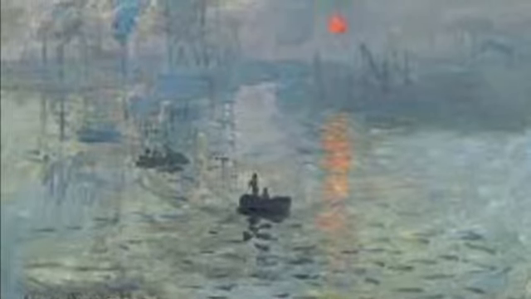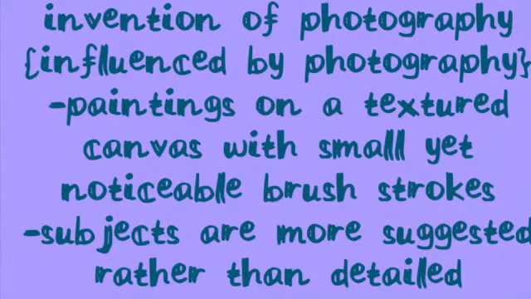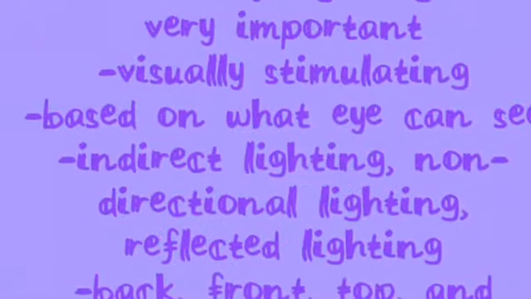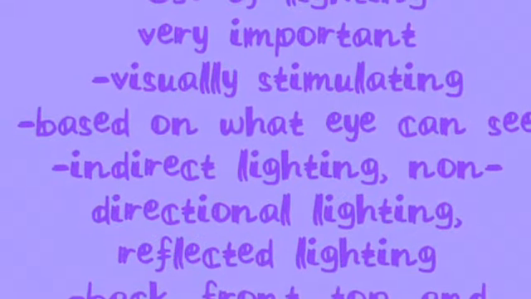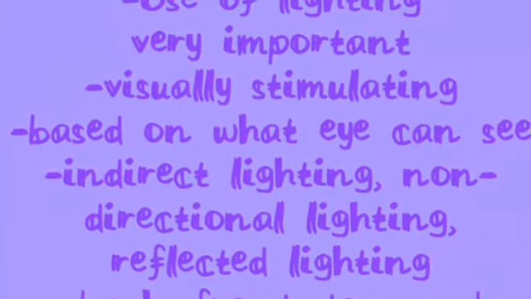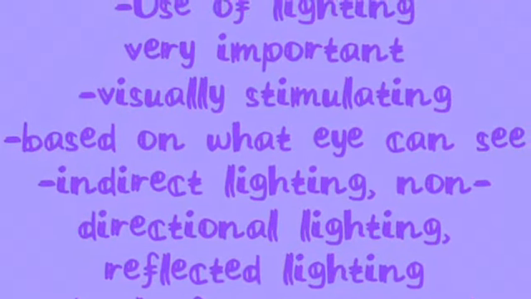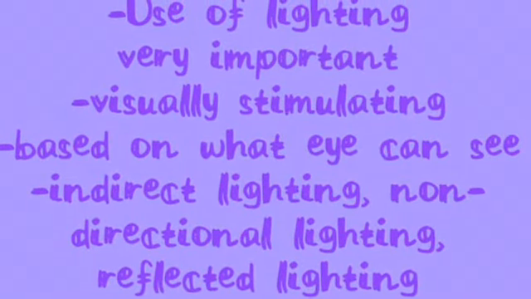The Impressionism art movement happened during the 19th century in the 1870s to 1880s. It is the first art movement since the creation of photography, by which it is highly influenced. These art pieces are paintings made up of small but visible brushstrokes where subjects are more suggested rather than very detailed. These artworks are created upon a textured canvas, which gives the paintings a more textured look and feel. In Impressionism art, the use of light is an accentuated aspect.